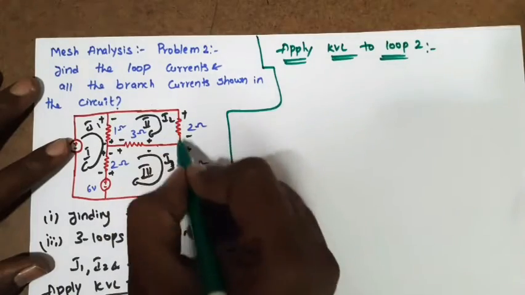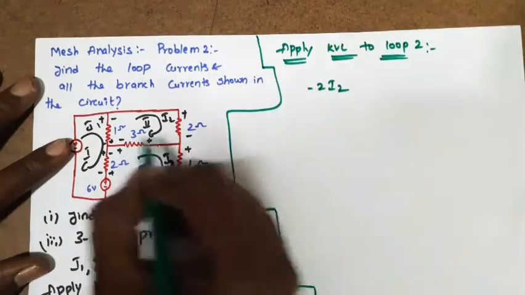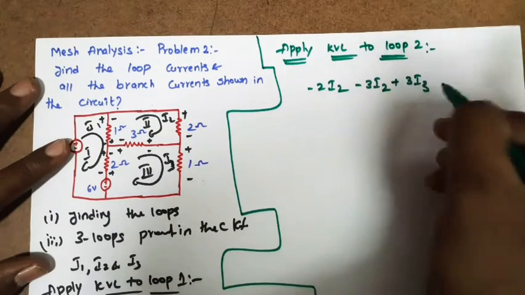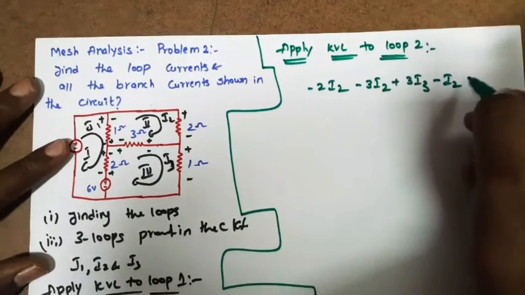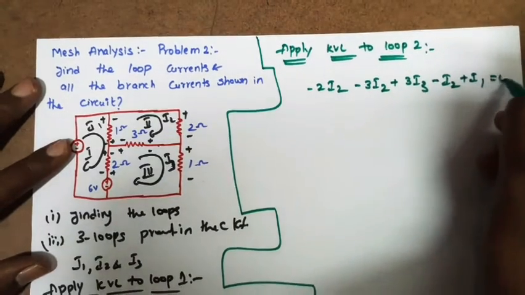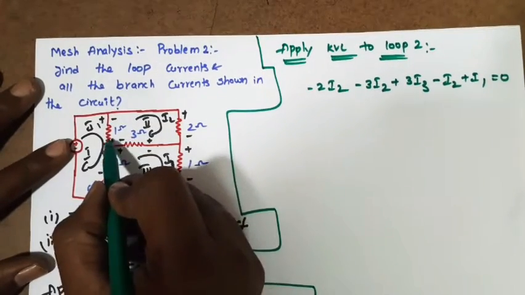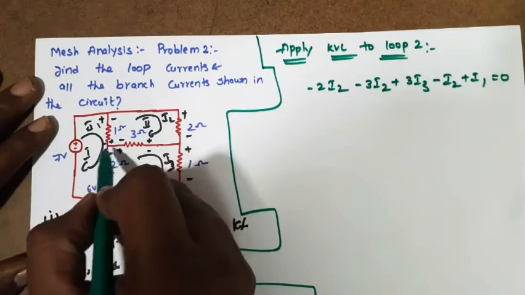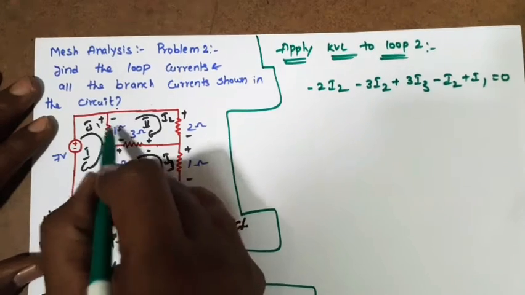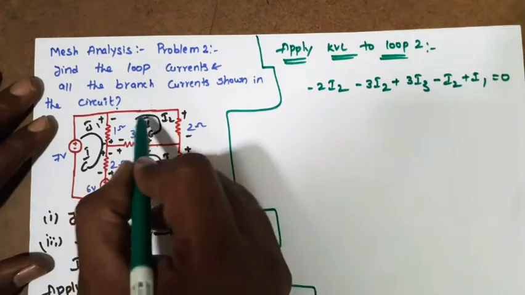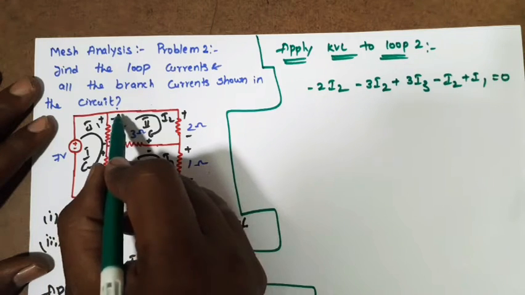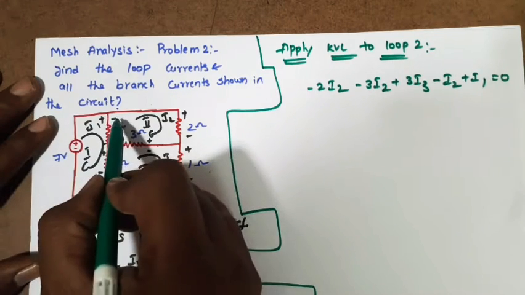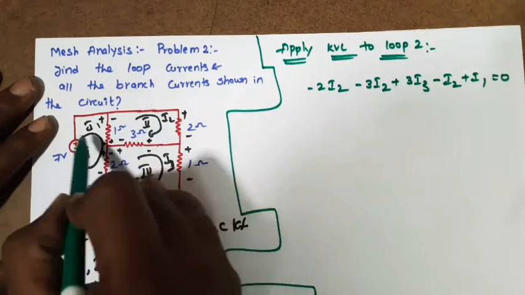See loop 2: plus minus 2I2 minus 3I2 plus 3I3 minus I2 plus I1 is equal to 0. Why? Because here the current entering the resistor is plus minus, and this current entering is minus plus, and this current entering is plus minus. For the same resistance, two currents are flowing in this resistor. One current flows from the positive terminal to the negative terminal, and another current is flowing from negative to positive terminal. That means in this loop this current is flowing.